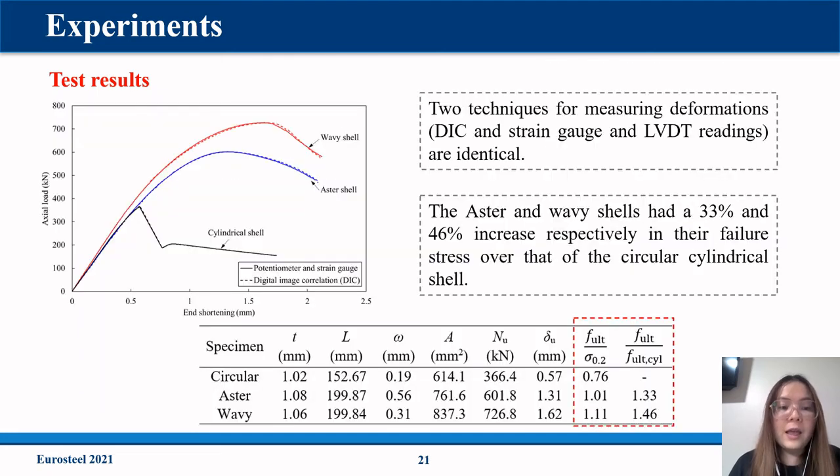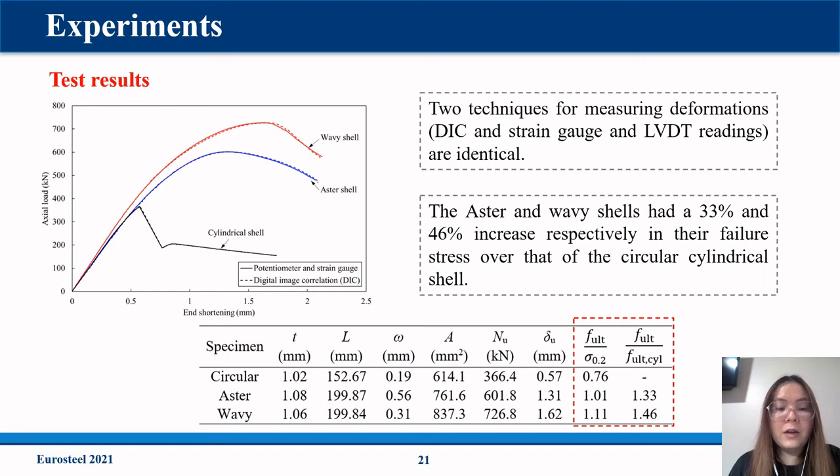The buckling of the circular cylindrical shell occurred suddenly, with a loud snap and a sudden drop of the applied load. The two corrugated shells, on the other hand, showed a more gentle failure. The aster and wavy shells failed at a load level beyond the plastic load, while the failure of the circular cylindrical shell occurred below this load level.